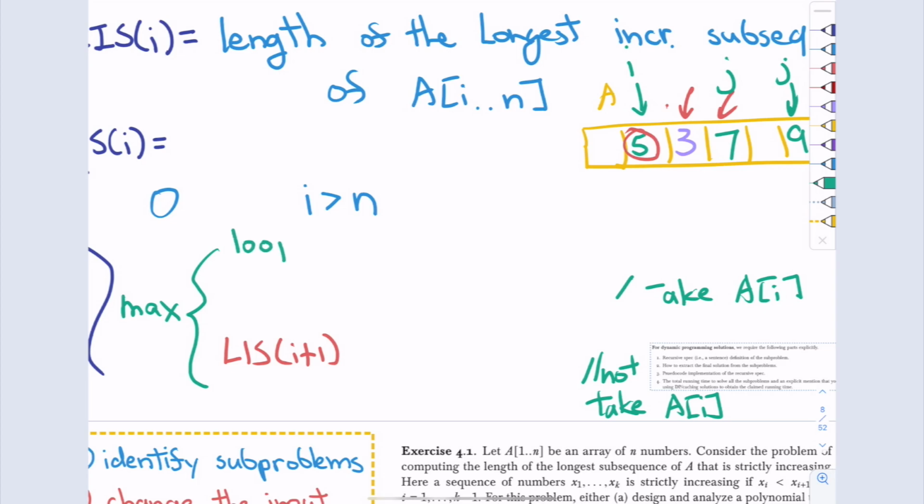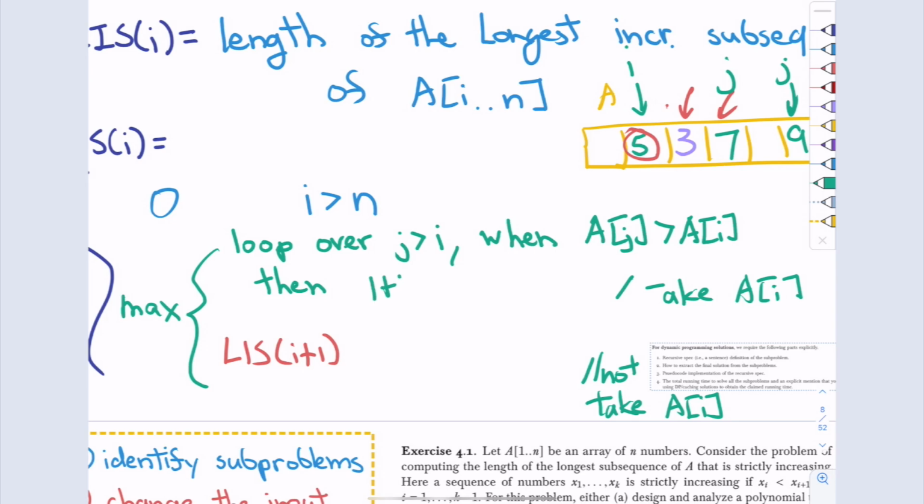So one thing is to say, okay, let's loop over all the indices J bigger than I, and only when the value is bigger than AI, then we'll consider 1 plus the longest increasing subsequence from that number on. Okay, so I'm looping over those indices and looking at the maximum of those things I run into, the qualifying points. Okay, but there is a bug here.